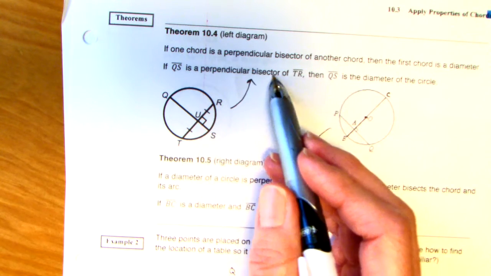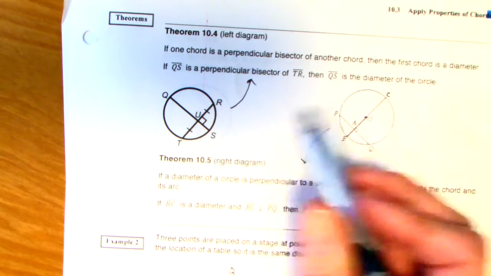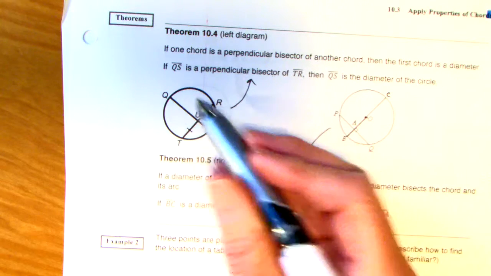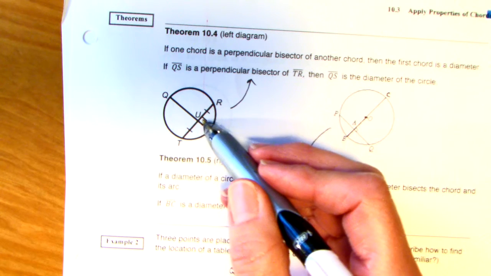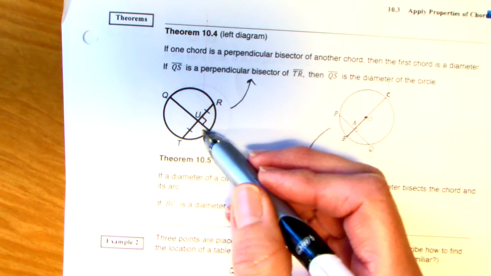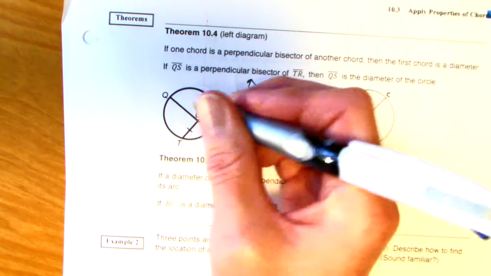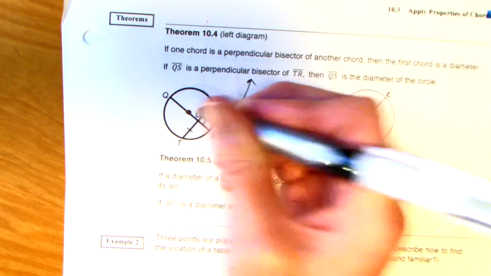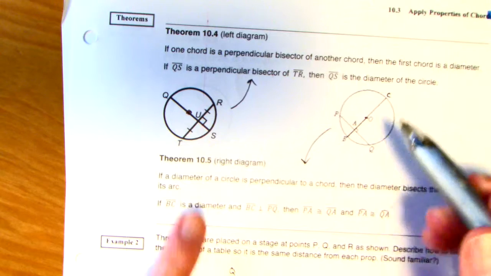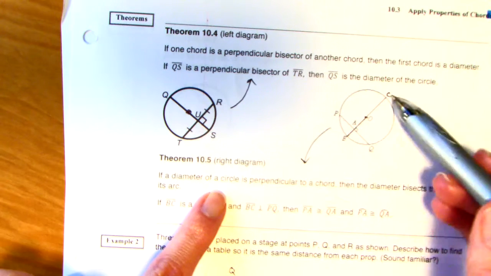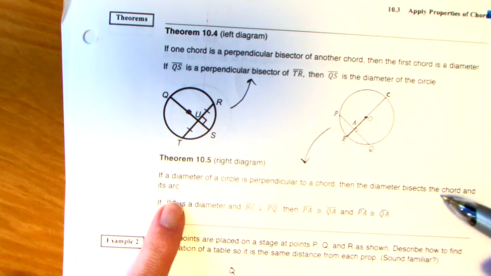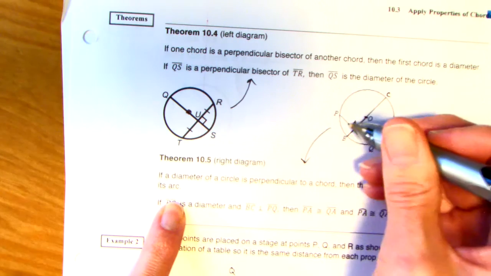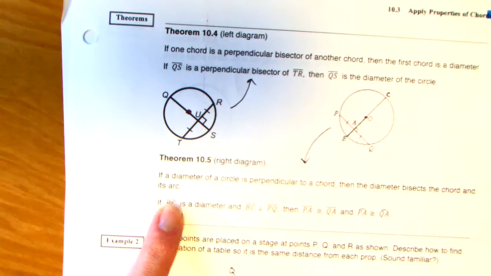QS is perpendicular bisector of TR, then QS is the diameter. So basically you have 2 chords that are perpendicular bisectors, then you know that's the diameter. So I can put a dot there for the center of the circle. And then if the diameter of the circle is perpendicular to a chord, then it bisects. So then we know this. That will come after. So basically those are inverses of each other.